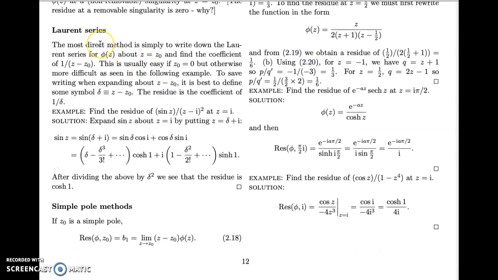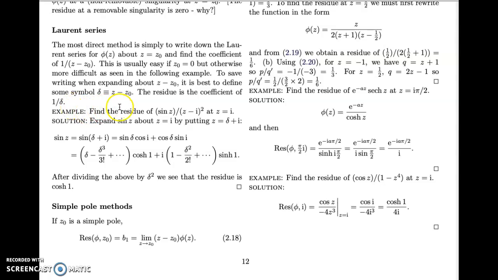The most direct method is just to write down the Laurent series for phi(z) about z equals z0 and find the coefficient of 1 over z minus z0. This is easy to do if z0 happens to be 0. Otherwise it's a bit more difficult, as we will see in the example. My recommendation is to save writing: define a symbol to mean z minus z0. We're going to use delta. And then the residue is the coefficient of 1 over delta. That's what we have to find.